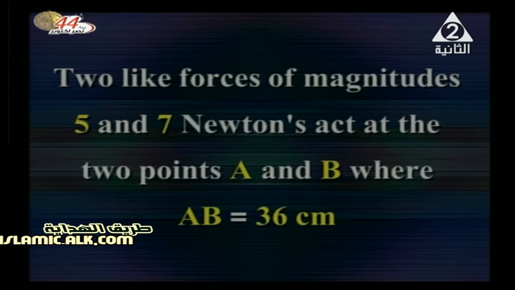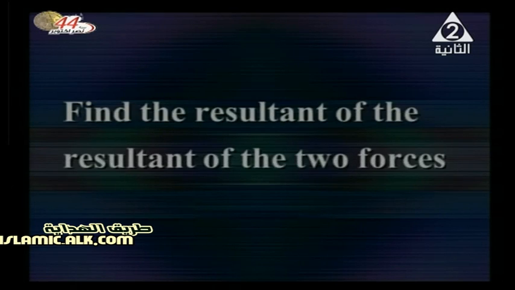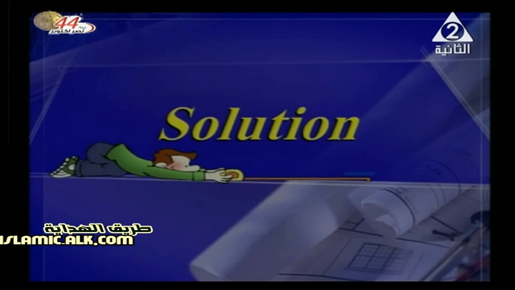Example. Two like forces of magnitude 5 and 7 newtons act at the two points A and B, where AB equals 36 centimeters. Find the resultant of the two forces. Look at the solution.